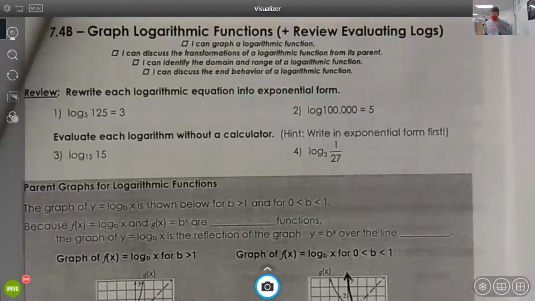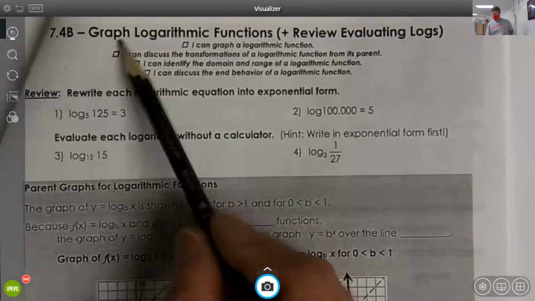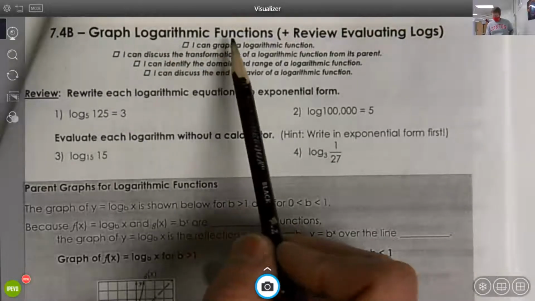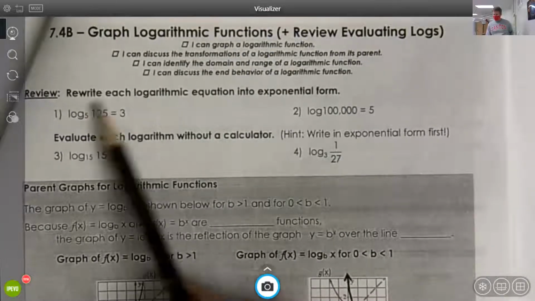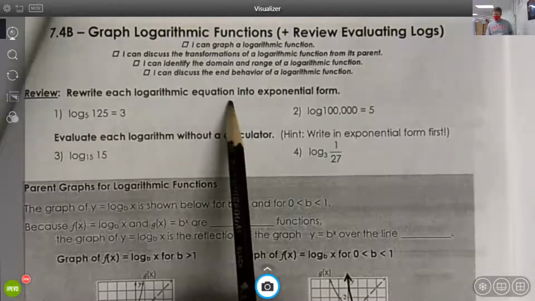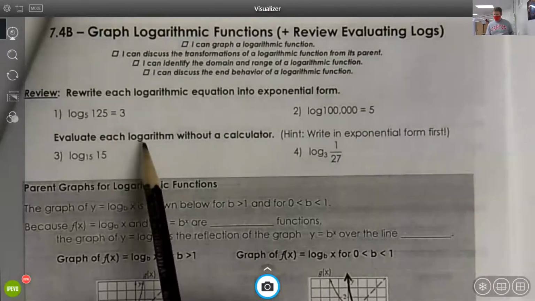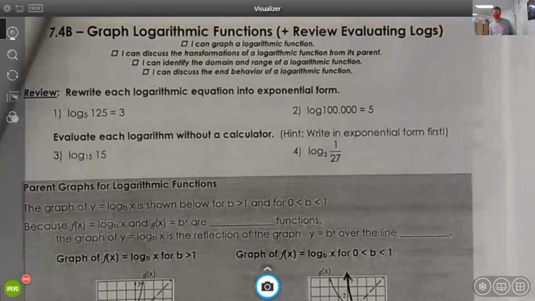Okay, this is Algebra 2 with trig, 7.4b. We're going to graph logarithmic functions. What we're first going to do is look at some review and how we write a logarithm in exponential form and how we write and evaluate the logarithm without a calculator. So take a few moments with that at least. Pause the video, come back and see how you did.